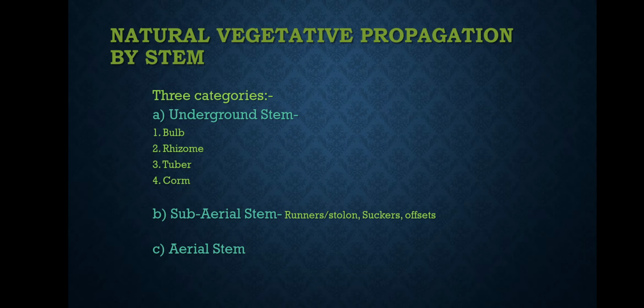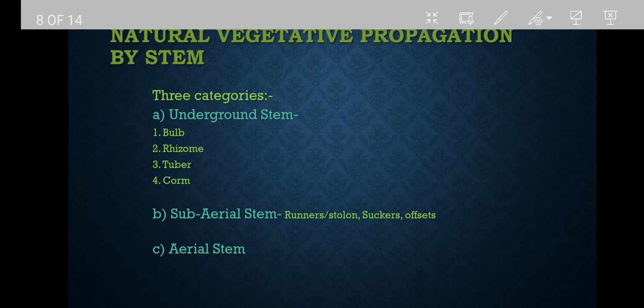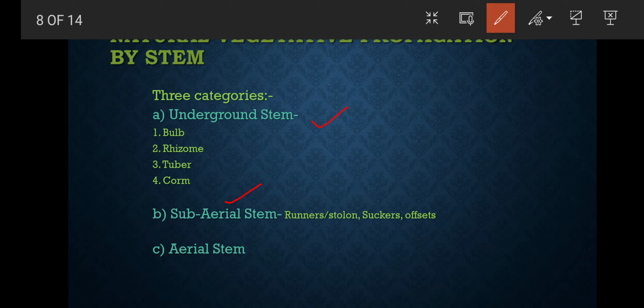The third way of natural vegetative propagation is by stem. Here the stem is divided into three categories: underground stem, subaerial stem and aerial stem. So accordingly, we are going to discuss natural vegetative propagation by these three types of stems. First of all, the modified stems which help in propagation develop through vegetative propagation here. A new plant arises from the nodes where the node buds are present.